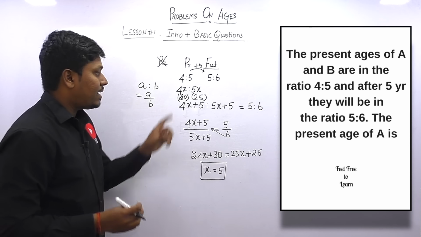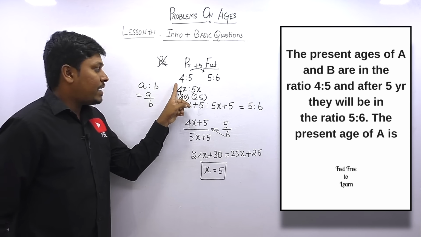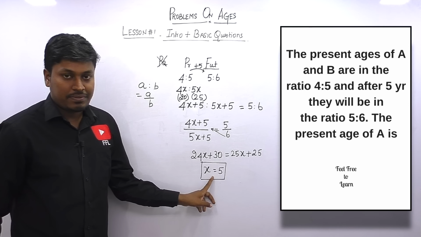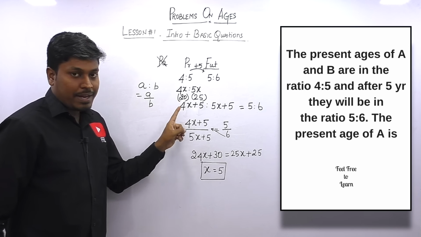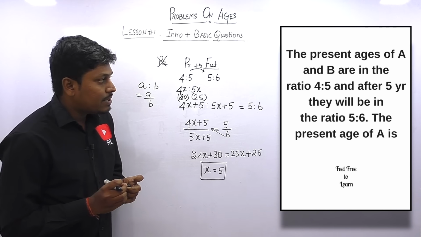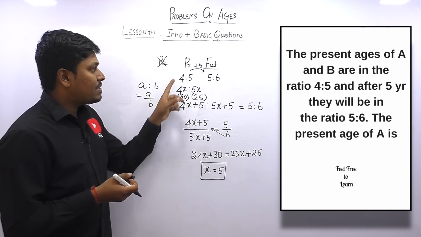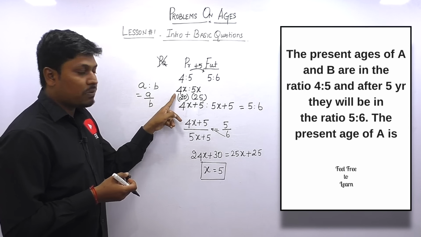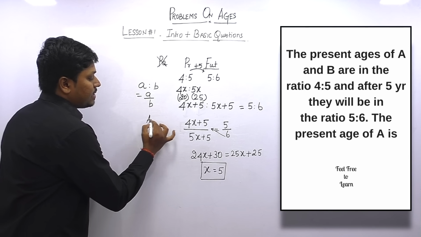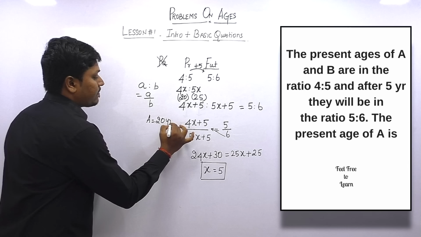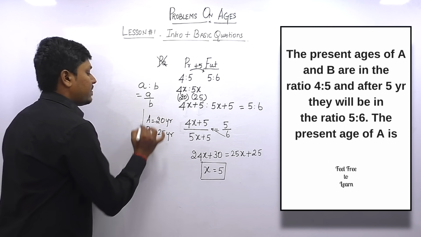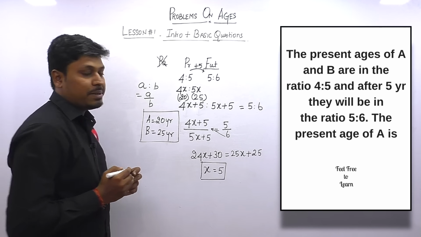So friends, got it, right? We have assumed the present age of A and B is 4x and 5x. Now we found the value of x is equal to 5. So 5 into 4 will be 20. So this will be the present age of the person A. And what is our target? The present age of A. So we can say the present age of A is 4x, that is 4 into 5 will be 20 years. So A's present age will be 20 years. Similarly, B's present age will be 25 years. So finally we got an answer for question number 1.